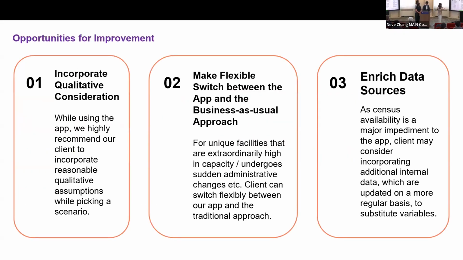So in using our app to forecast enrollment and plan school resources for the future, we have the following recommendations for our client based on our strengths and limitations. First, we recommend incorporating qualitative consideration while picking the scenarios. Second, we also recommend that the current approach, which is a progression, can still be used in conjunction with our model, especially if there are big public charter schools that you are aware of, or schools undergoing abrupt changes like the Eagle Academy. And third, our model depends on availability of open data, especially the census. So if our client does have more regularly updated socioeconomic data within the department, please feel free to substitute those variables using the more frequently updated data.